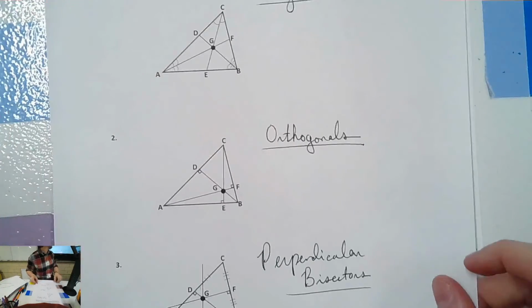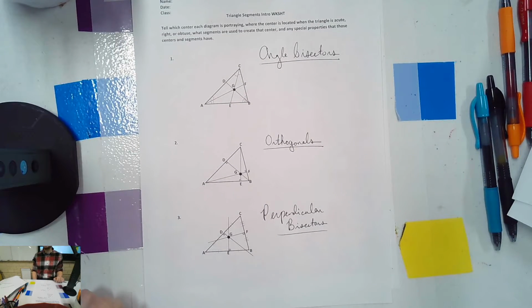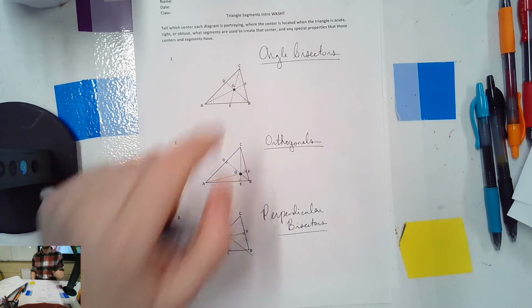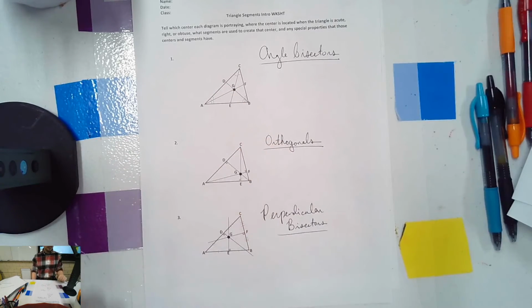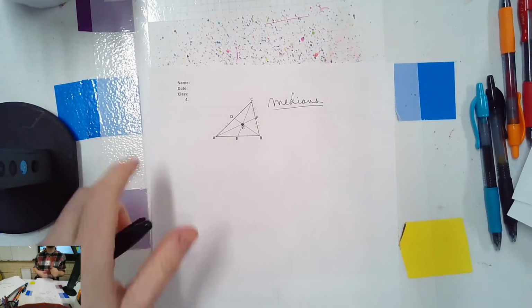So, what do you notice about these guys? They are concurrent. The angle bisectors of a triangle intersect at one point. The orthogonals of a triangle intersect at one point. The perpendiculars are concurrent. They intersect at one point. And the medians are concurrent. They intersect at one point.